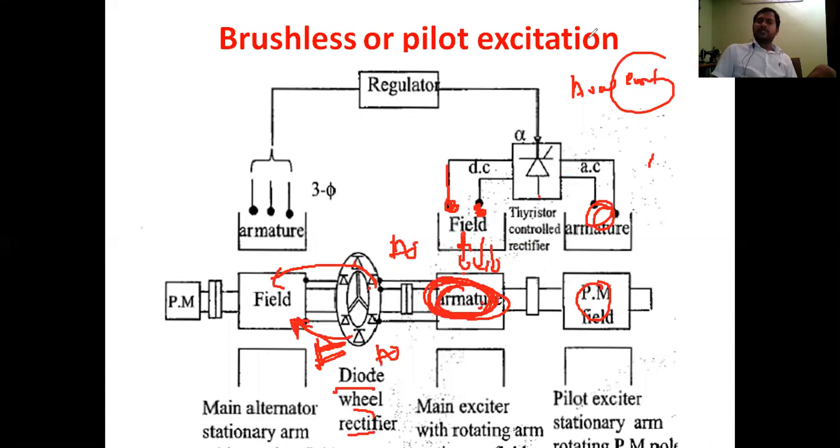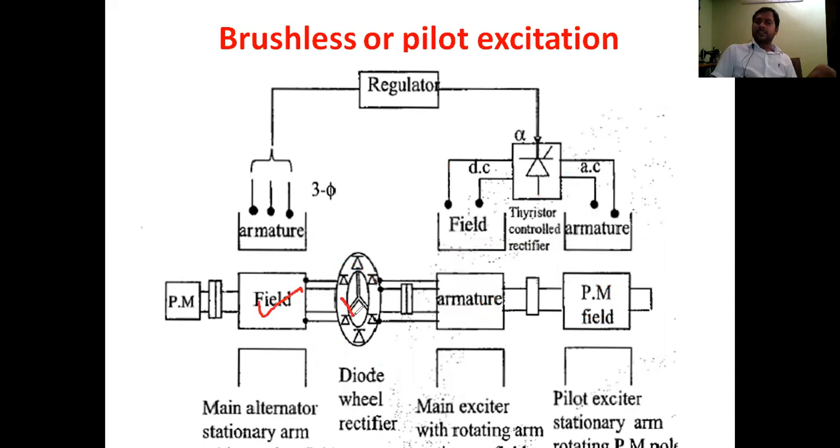Nothing but in this entire system, this field winding is rotating. This diode bridge rectifier is rotating. The main field is rotating. My permanent magnet is rotating. The armature is rotating. The diode rectifier is rotating. The field is also rotating. So everything is rotating. There is no need of placing brushes to give the supply to the field winding. Directly you can give the supply.